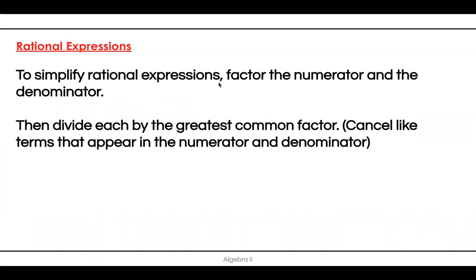So to simplify rational expressions, you're going to factor the numerator and the denominator. Then you're going to divide each by the greatest common factor. So you're going to cancel like terms that appear in the numerator and denominator, because if they appear in both, you can cancel them to give you 1.